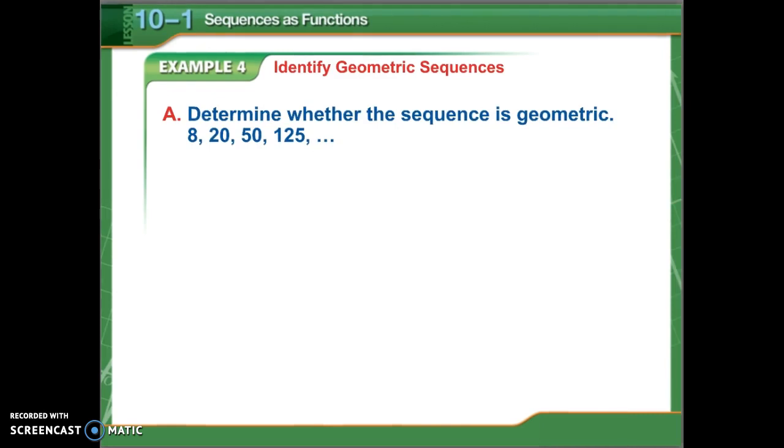The next thing we're going to look at is a geometric sequence. And so we need to determine whether or not a sequence is geometric. And we're given the numbers 8, 20, 50, and 125.